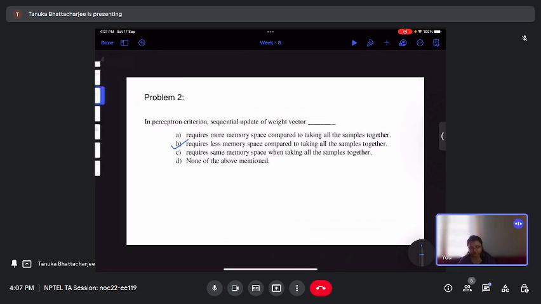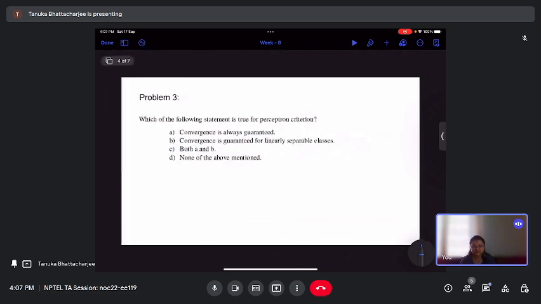Now the next question is, which of the following statements is true for perceptron criteria? Whether the convergence is always guaranteed, or it is guaranteed for linearly separable classes, or both, or none.